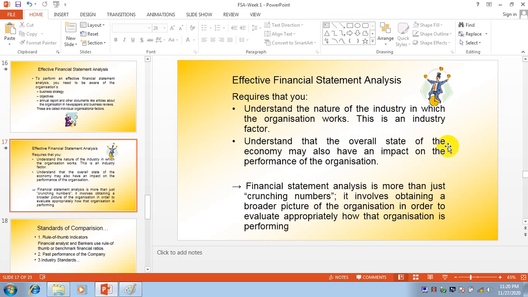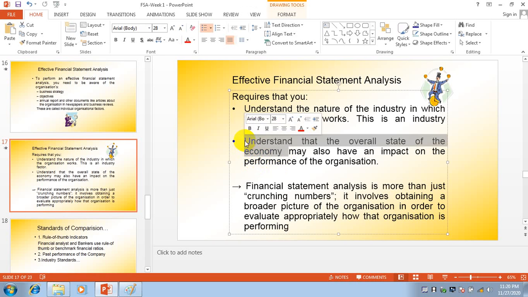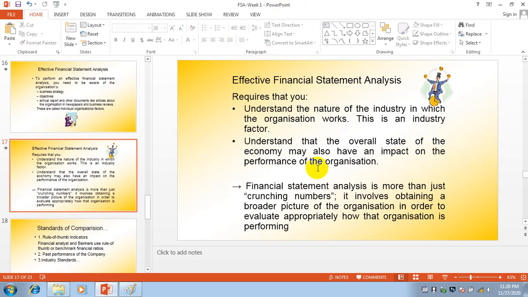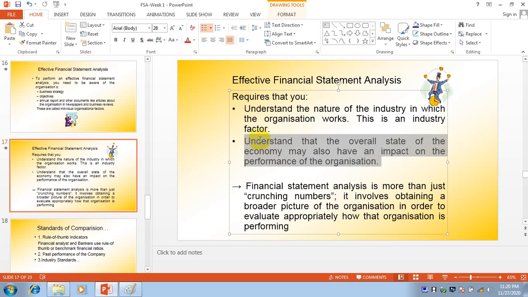Understand the overall state of the economy. What is the state of the economy? The economy is in boom, the economy is in recession, the economy is in depression. The stage of the economy may also have an impact on the performance of the organization. Because if the economy is going well, the organization will go well. If the economy is going bad, the organization's performance will be poor. So this is also an important factor in effective financial statement analysis. So one is the industry factor and one is the economy factor.